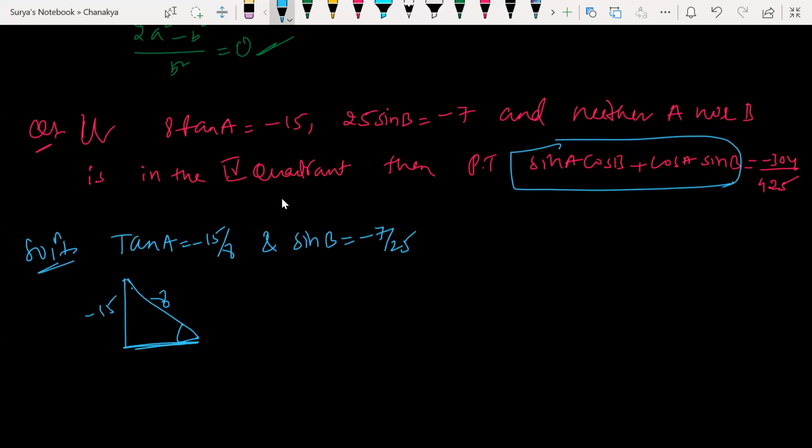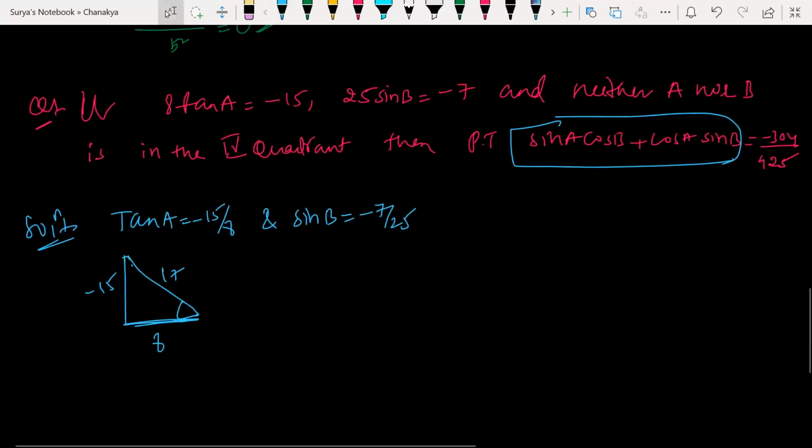So this is 8, the adjacent. What is the hypotenuse? 17. Why? Because of Pythagoras theorem: 15 squared is 225 and 8 squared is 64, which is 289. The square root of 289 is 17. Very good. So now from this I can find everything.